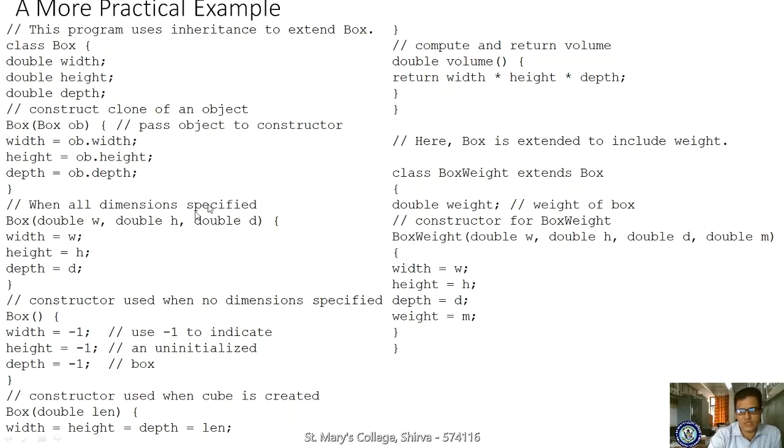These constructors, and I'm taking one more parameter, double m, because for this variable: width is equal to w, height is equal to h, depth is equal to d, and weight is equal to m. We are initializing them. Here the class BoxWeight ends, here the constructor ends and here the class ends.